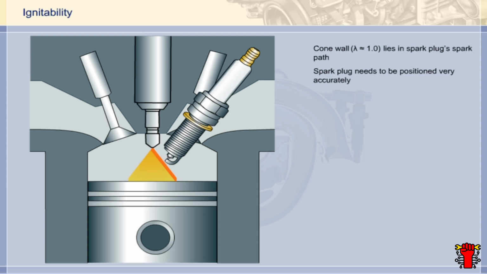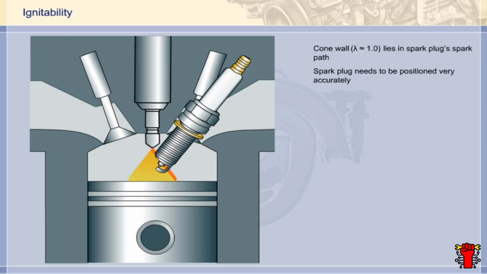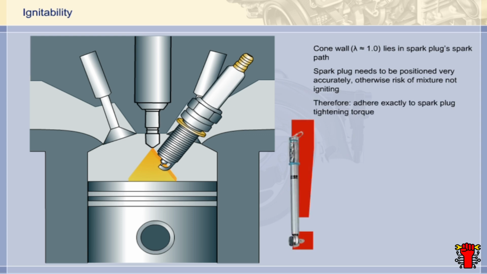If the spark plug is slightly too high, the path of the spark will be outside the spray cone. The ignition spark will not come into contact with the mixture at all. If the spark plug is too low, it will protrude into the lean layers of the spray cone. Likewise, here too, there is no guarantee that ignition will occur. As a result, it is particularly vital that the tightening torque for the spark plugs of the DE engine is adhered to exactly.